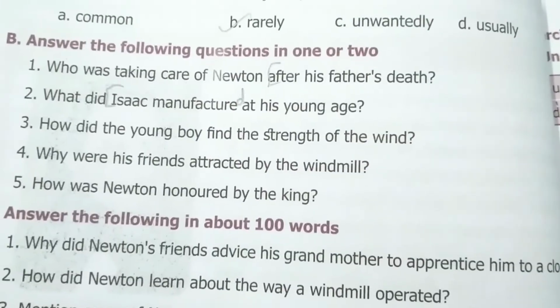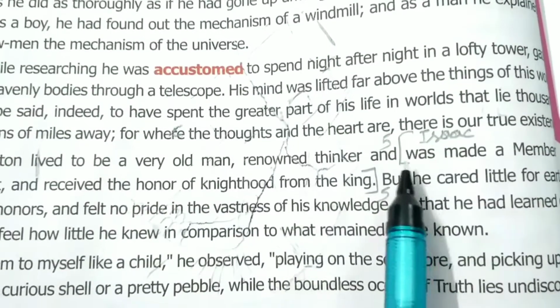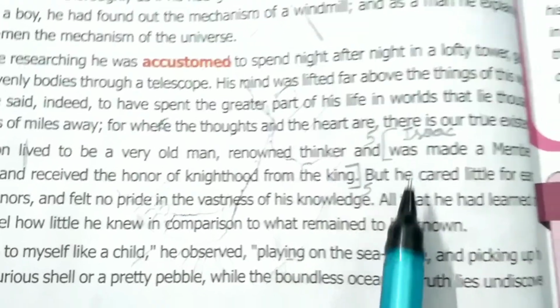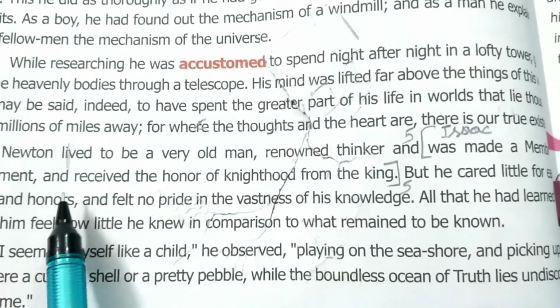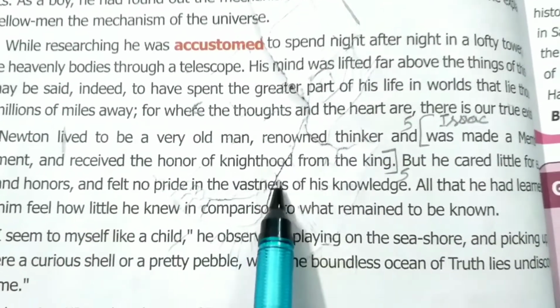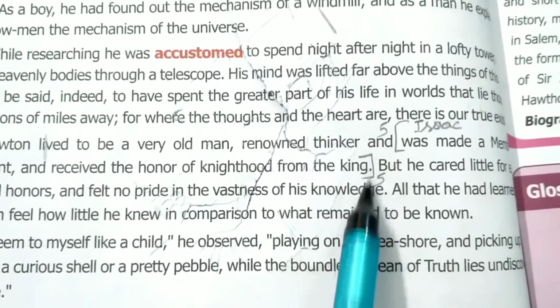Fifth question, how was Newton honored by the king? Page number 68, mark it from here: Isaac was made a member of the parliament and received the honor of knighthood from the king. So note this much, up to here. This is the fifth answer.